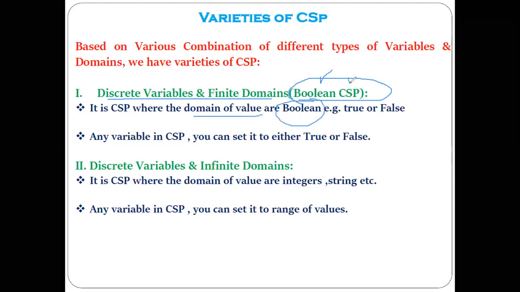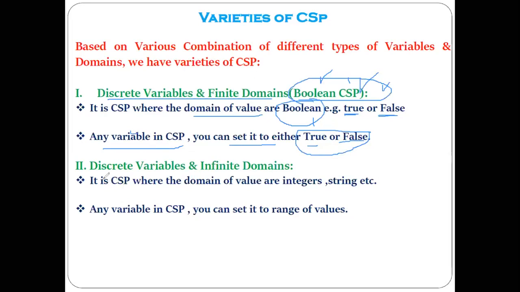Why is it called the Boolean CSP? Because the values of the domains consist of Boolean, in the sense true or false. Yes or no? So that is the reason this first type of constraint satisfaction problem, the discrete variable with the finite domain, is referred to as a Boolean CSP. Any variable in the CSP we can set its value either true or false. No value other than this can be put in such variables, and that is the reason this kind of CSP is called the Boolean CSP.